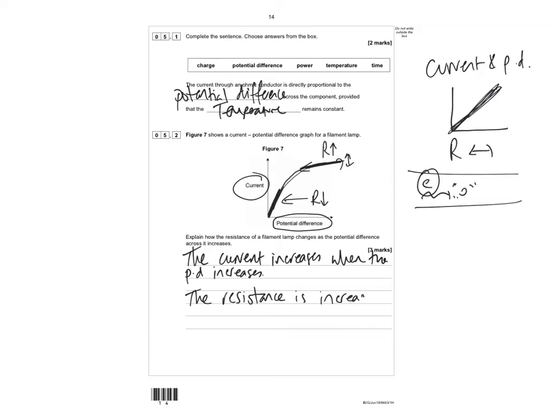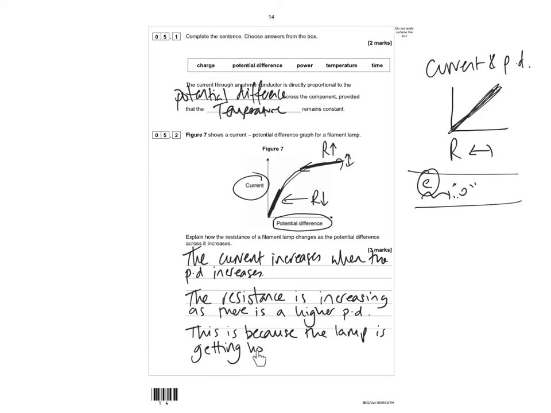So to start with, the resistance is really quite low, and then as the potential difference increases, the resistance gets higher. And the reason for that is because, well, we know with a filament lamp, they get hot. And we've mentioned earlier that when things get hotter, the resistance goes up. So this is because the lamp is getting hotter, and that makes it harder for the electrons to flow as easily.